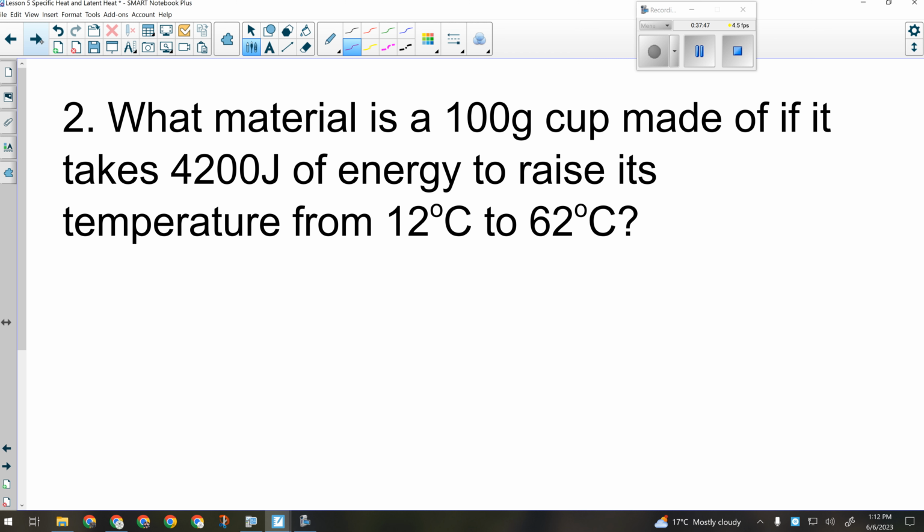On this one, I'll have you copy this one down, but we're looking for what material. What part of the formula will tell me what material it is? C, the specific heat capacity, because it is specific to a certain material. All right, I'll give you a minute to get that one copied down, and then we'll walk through it.